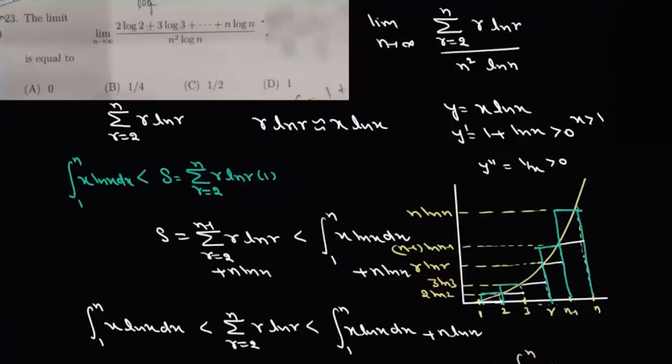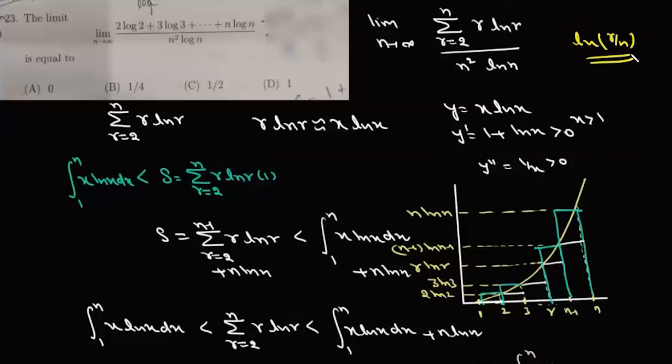Now the question is, we need to solve this limit, which is the limit as n tends to infinity of (2 log 2 + 3 log 3 + ... + n log n) upon n² log n, which we can write as the limit as n tends to infinity of the summation r varies from 2 to n of r log r upon n² log n. Now had it been log(r/n), this problem would have been reduced to integral form, but in this case we have log r upon log n and not log(r/n), so we cannot change it here.